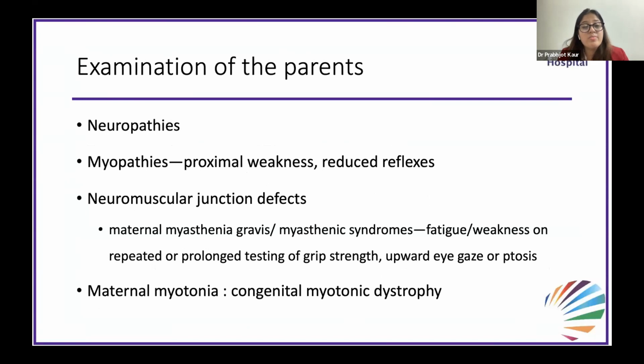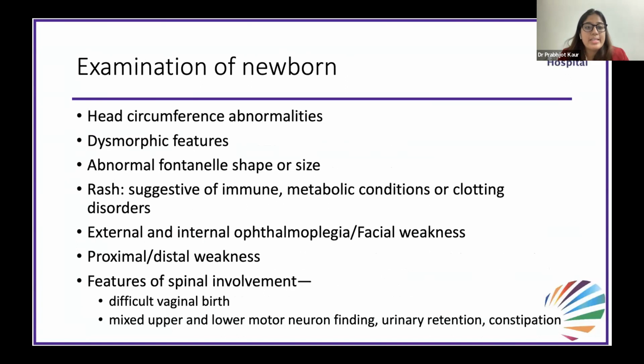Examination of the parents again is important, majorly for neuromuscular disorders, especially for mothers. And maternal myotonia should always be checked whenever we have a child who presents with neonatal weakness. Examination of the newborn, again, a detailed head to toe examination of the baby, looking at the head circumference abnormalities, dysmorphism, abnormal fontanel shape or size, any rashes which may be suggestive of immune or metabolic conditions, or bleeding or clotting disorders, any weakness involving the internal or external eye muscles, facial weakness, proximal or distal weakness.